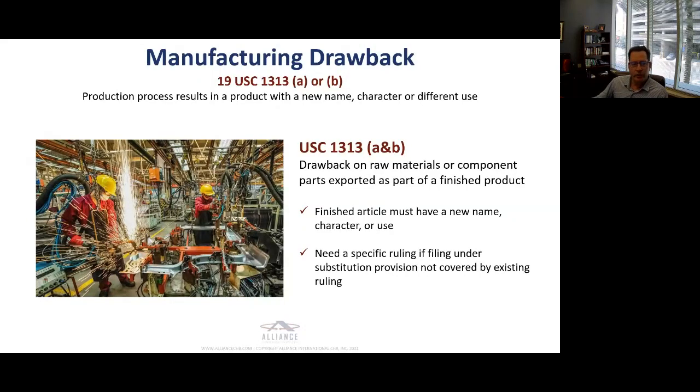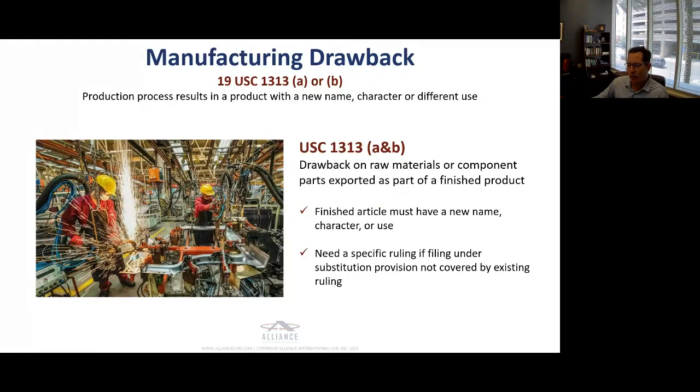So let's switch gears a little bit here. To this point, we've been talking about unused merchandise drawback, where you import and export in the same condition. The other primary category of drawback is referred to as manufacturing drawback, a different provision of the statute. As the name implies, you're importing raw materials and component parts, and you're producing a new and different article of commerce that is then exported.